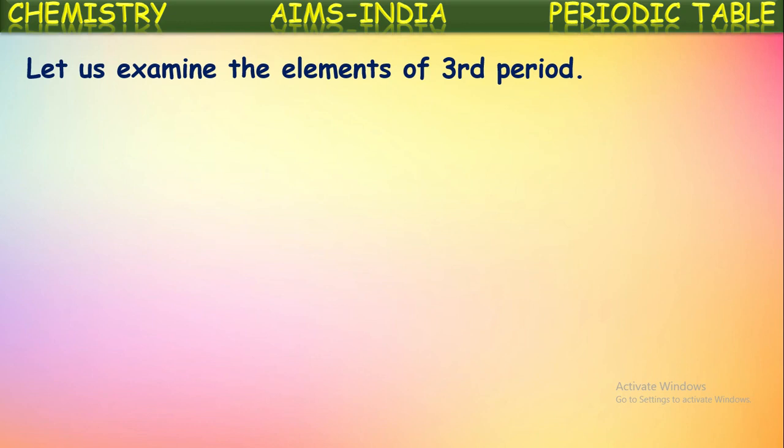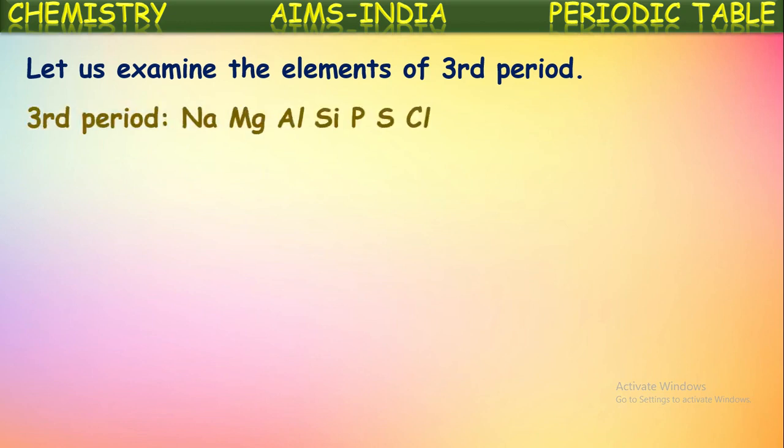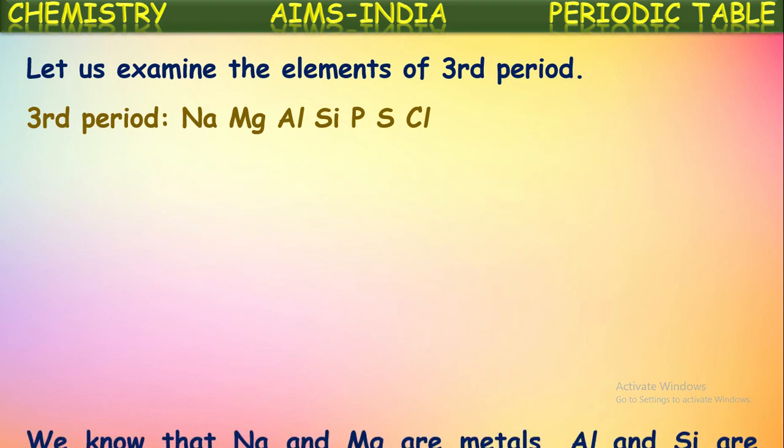Let us examine this by taking one example, third period elements. We know third period elements are sodium, magnesium, aluminum, silicon, phosphorus, sulfur, chlorine and argon. Of course, the last one is a noble gas. We need not bother about it because electronegativity is purely about bonded elements. We know noble gases do not participate in the bonding. No need to discuss them.